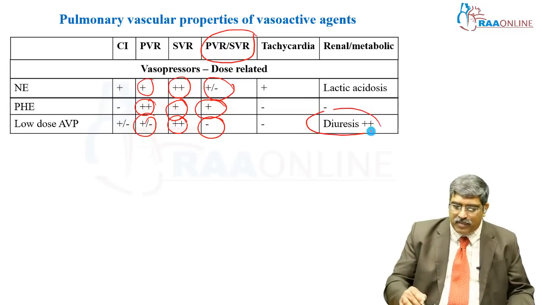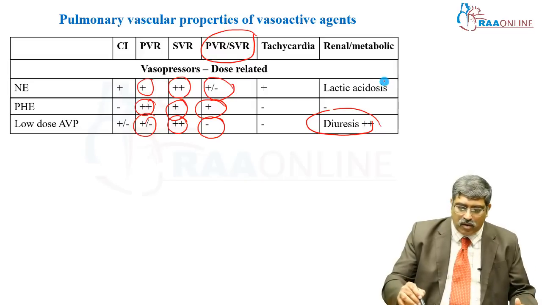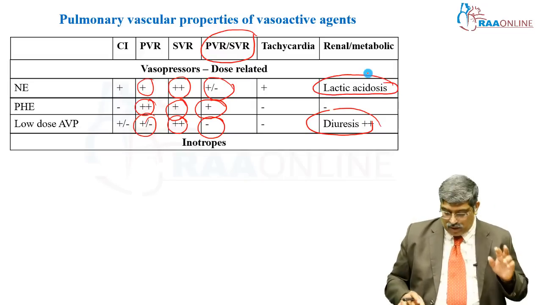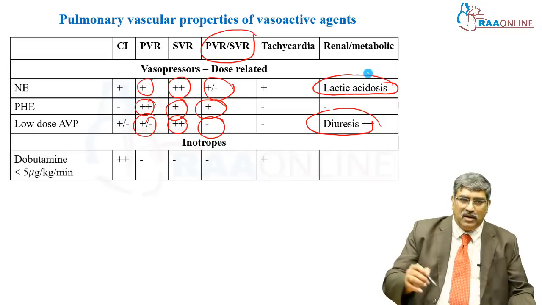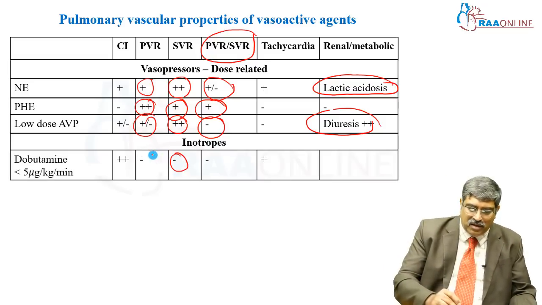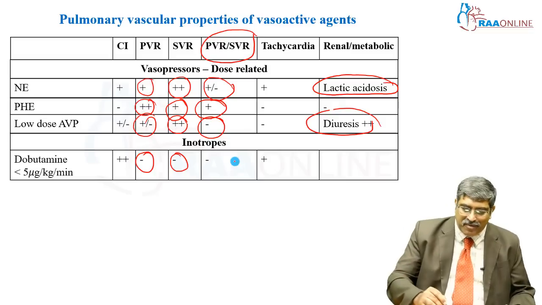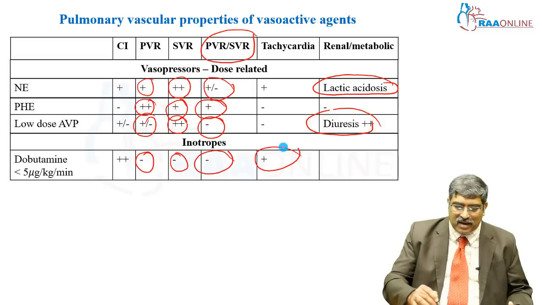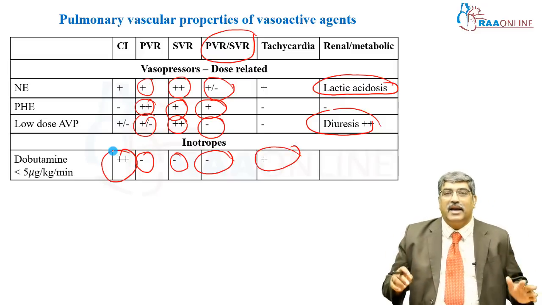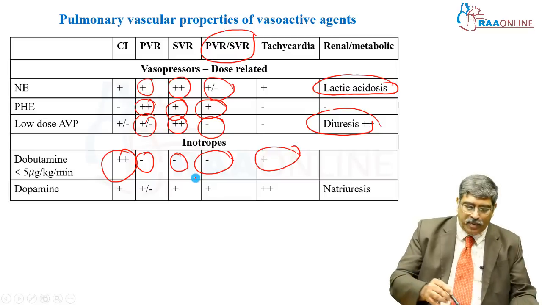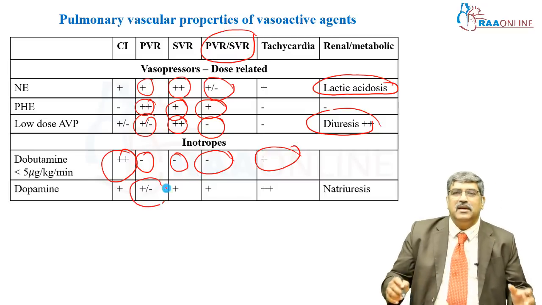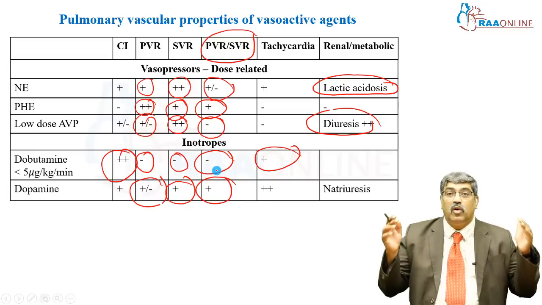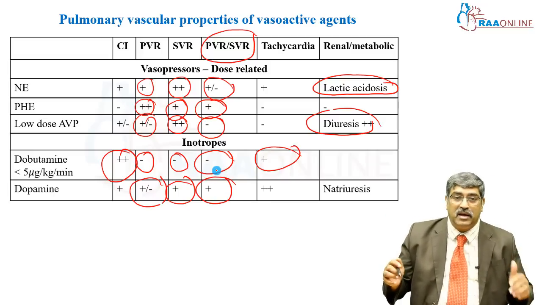be less. There can be diuresis. In case of norepinephrine usage, there can be lactic acidosis. Coming to inotropes, dobutamine decreases your PVR, decreases your SVR. It favorably alters your PVR-SVR ratio, but it causes tachycardia, but it improves the cardiac index. Coming to dopamine, it increases the PVR and the SVR, and in the PVR-SVR ratio, it has more deleterious effect on the PVR than SVR.